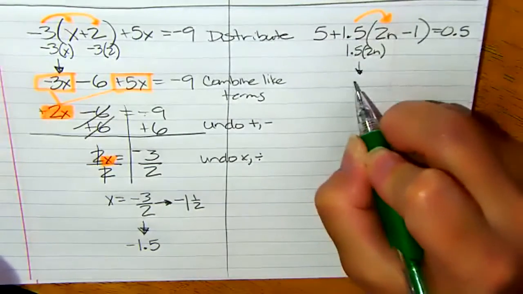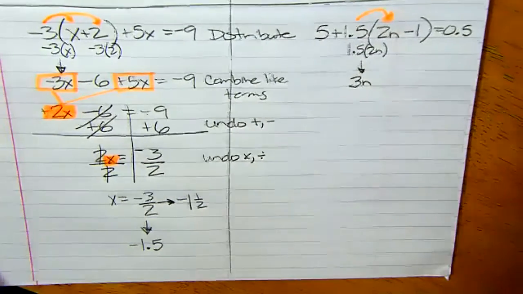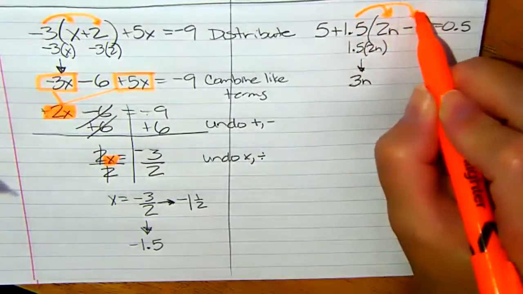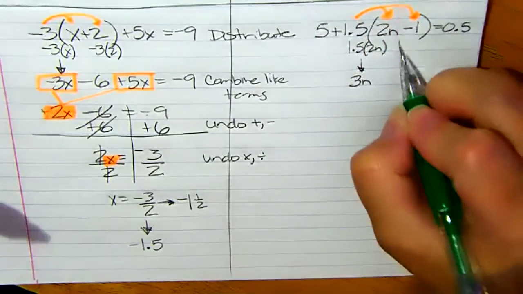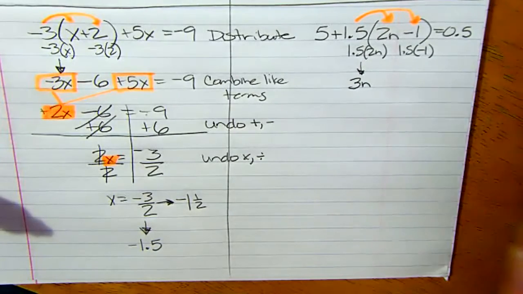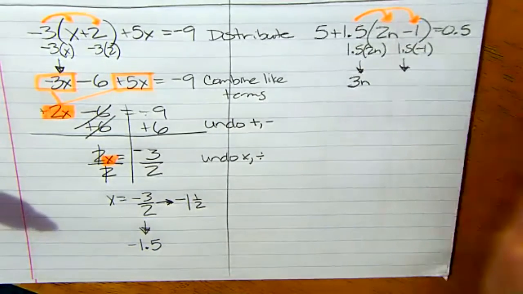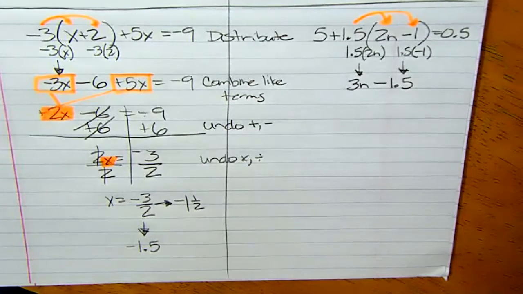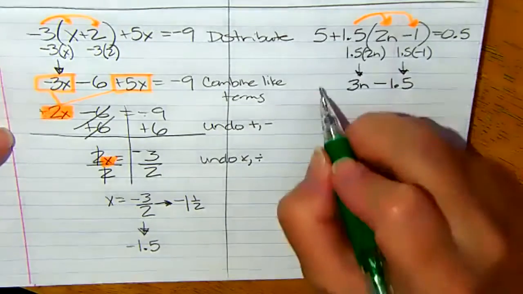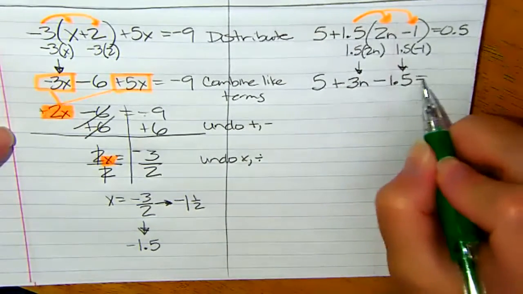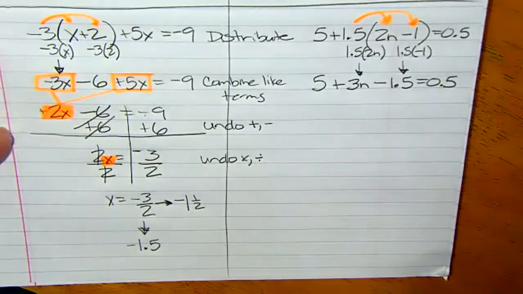And this is equal to 3n. Then I need to distribute. And I've got 1 5/10 times -1. 1 5/10 times -1 is -1 5/10. Then everything else comes down. 5 plus 3n minus 1 equals 0 5/10.